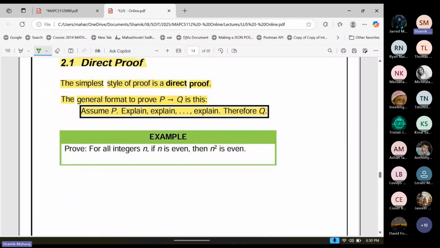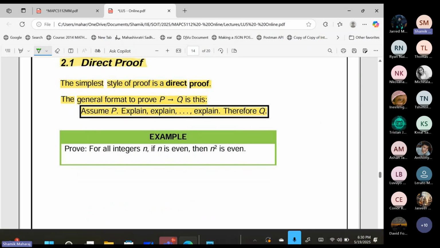So direct proof. Sorry, guys, I think someone's unmuted. Is someone trying to speak to me?